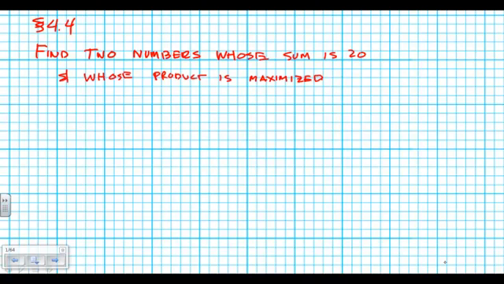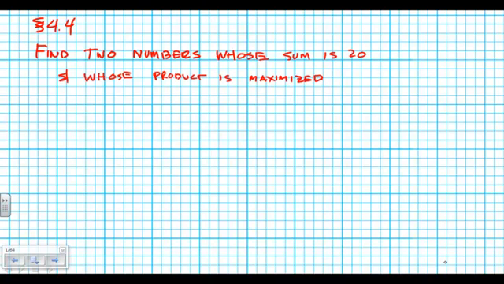Okay, so as we start section 4.4, we're going to get into a section in which we are going to apply what we've learned over the last few sections about finding maxes and mins. And we apply them in situations, or in other words, we are doing story problems. Here's a very typical story problem. Find two numbers whose sum is 20 and whose product is maximized.